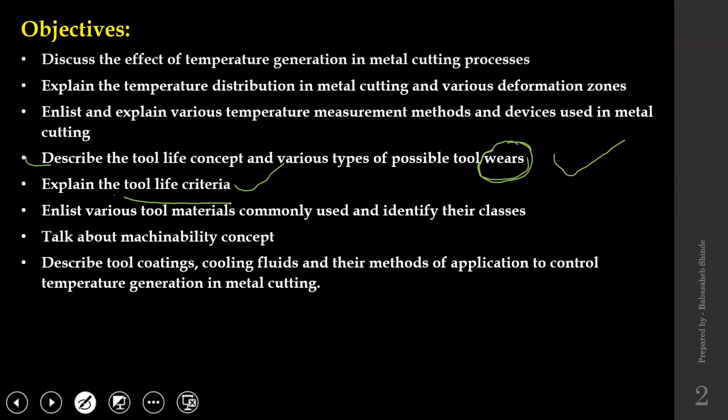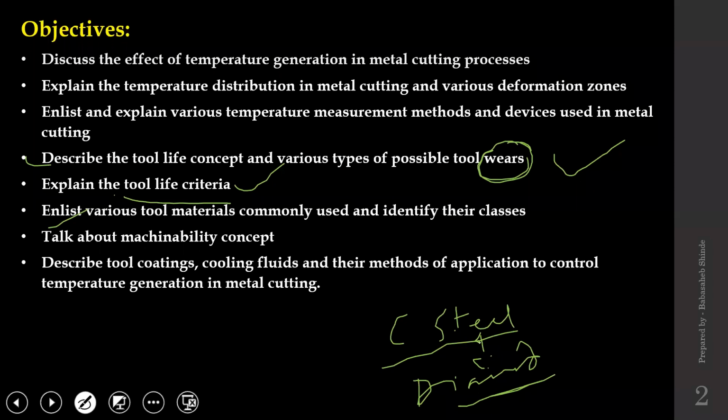The next, enlist various tool materials commonly used and identify their classes. Now, when it comes to selecting a cutting tool material, you have a variety of materials available out there, right? Starting from the carbon steel to a diamond. Diamond is the hardest material possible, or hardest material available out there. So starting from carbon steel to diamond, in between there are a variety of materials available. Alloys are there, ceramics are there, or compositions of those materials are also there.